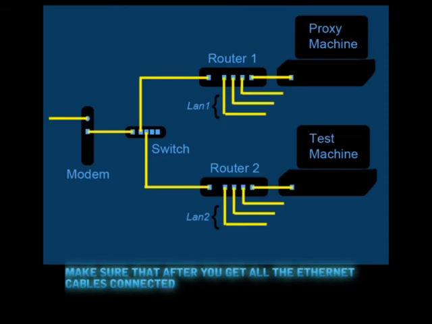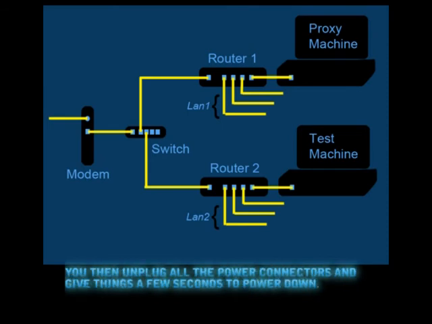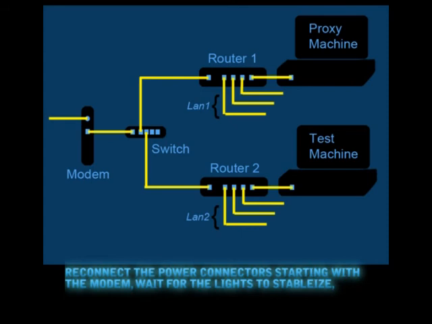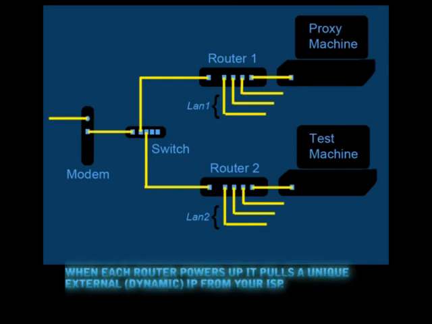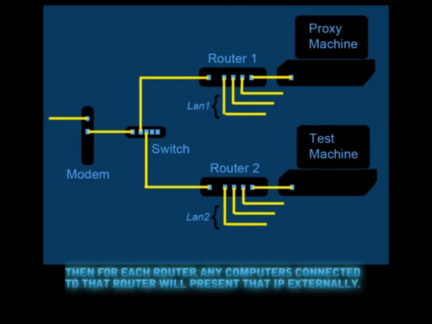Make sure that after you get all the Ethernet cables connected, you then unplug all the power connectors and give things a few seconds to power down. Reconnect the power connectors starting with the modem, wait for the lights to stabilize, then plug in the switch, then plug in each router. When each router powers up, it pulls a unique external dynamic IP from your ISP. Then for each router, any computer connected to that router will present that IP externally.